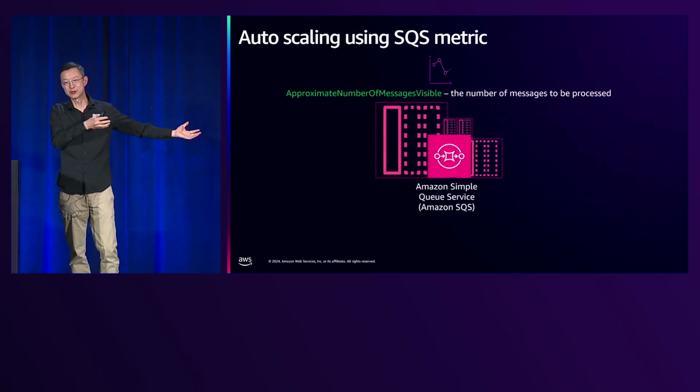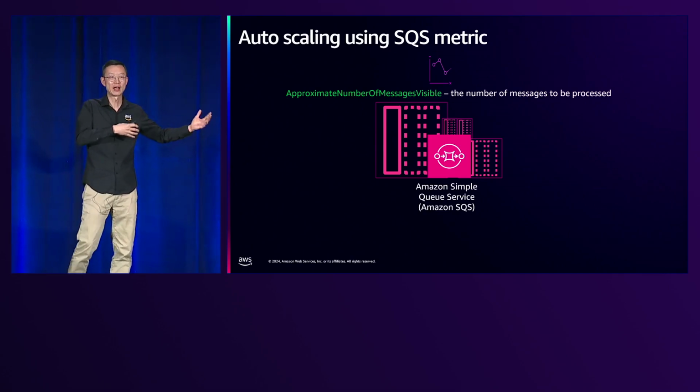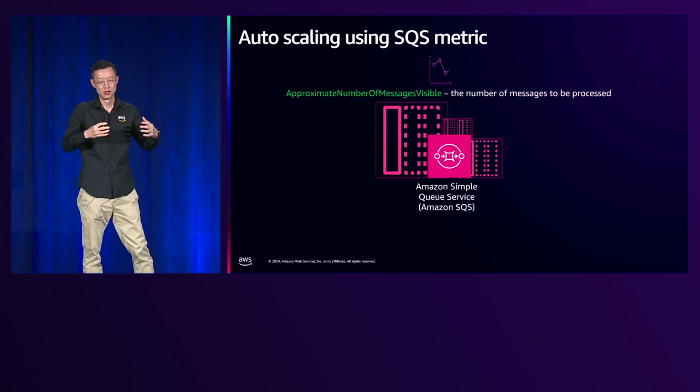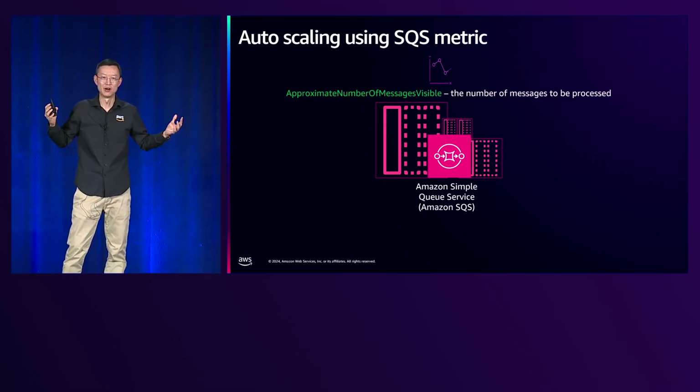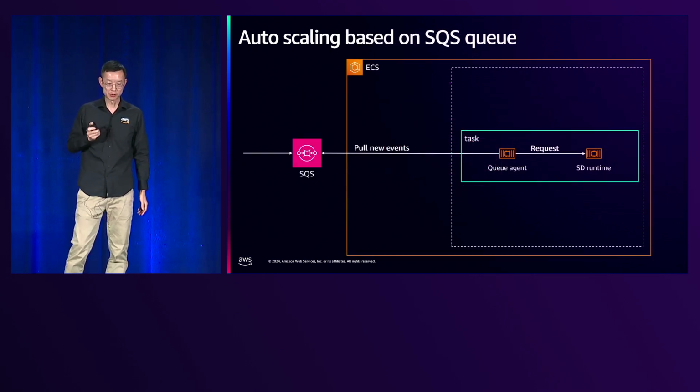Because we use this asynchronous architecture, we already have jobs or messages in the queue. We simply use all the pending messages in that queue, right? Simple. So let's demonstrate how it works.